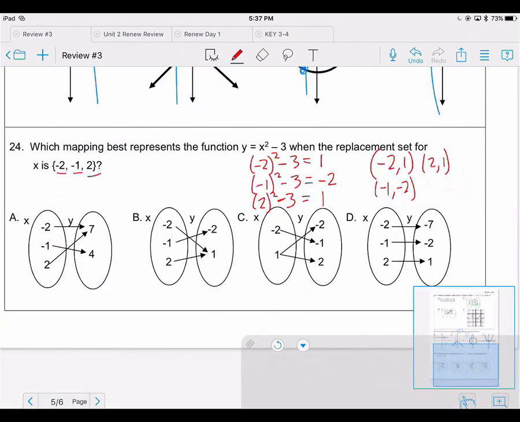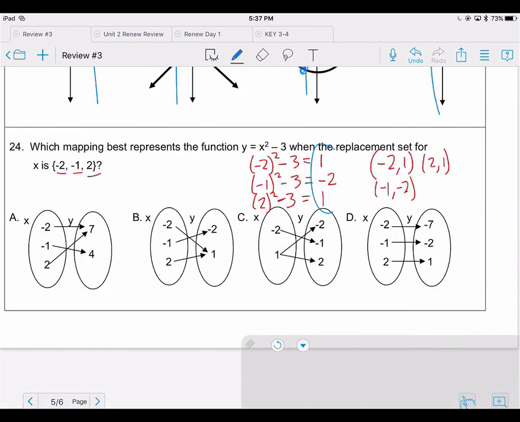So first, I'm going to look and see where do I see these in my y's. Well, I don't see it in A. I see it in B. I do not see it in C, and I do not see it in D. So without even checking my arrows, B is probably my correct answer. When I double check, negative 2 and positive 2 both go to 1. So here, these are the y's that I'm looking for. The only place that has those y's in the mapping is answer choice B.